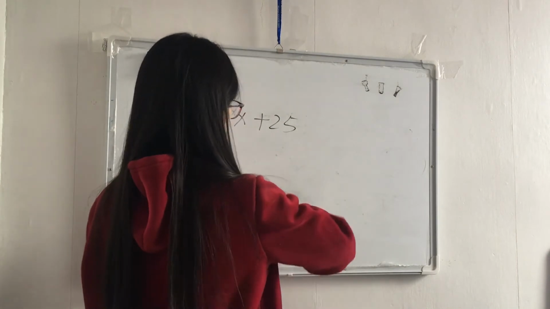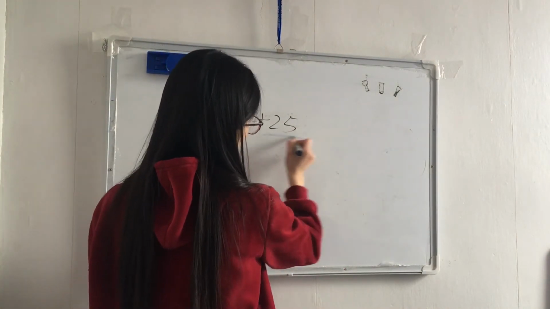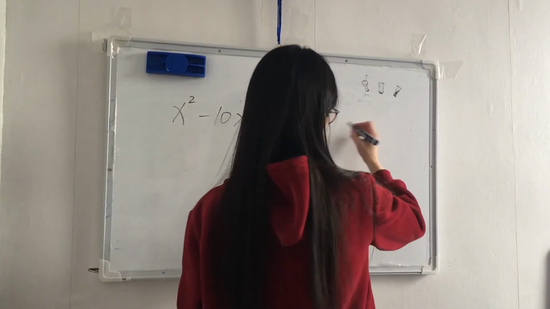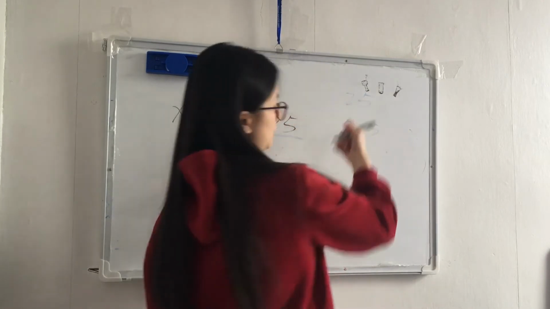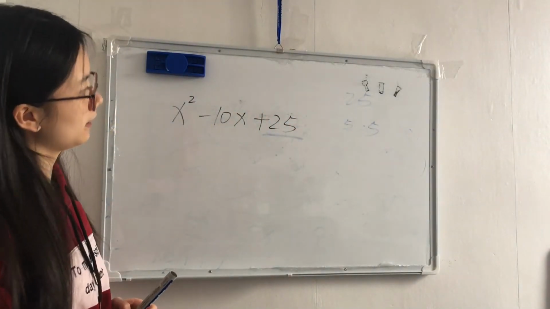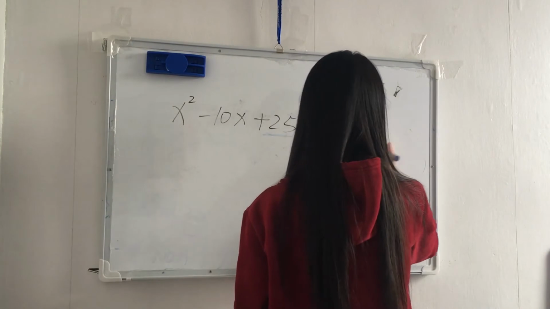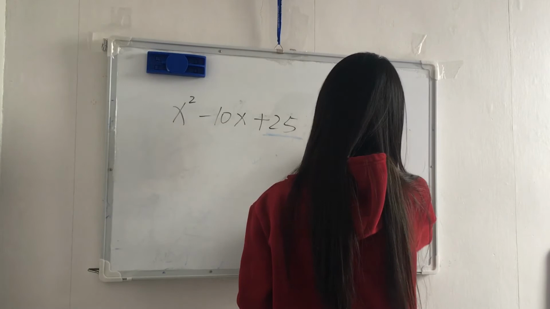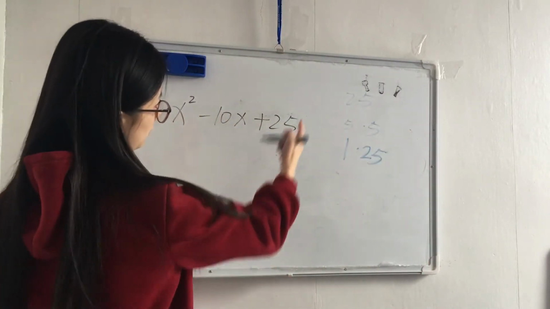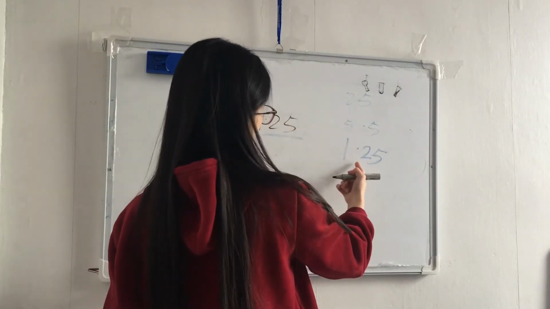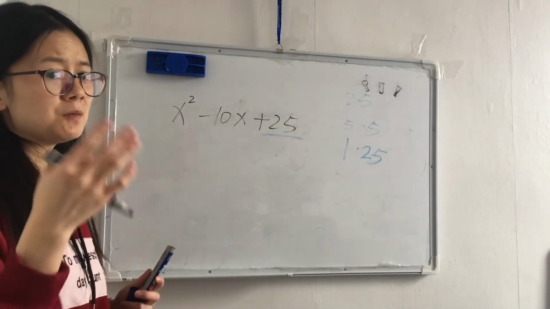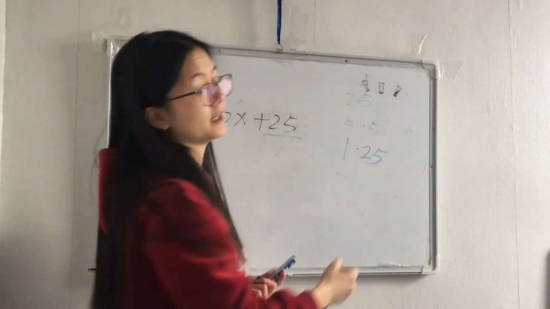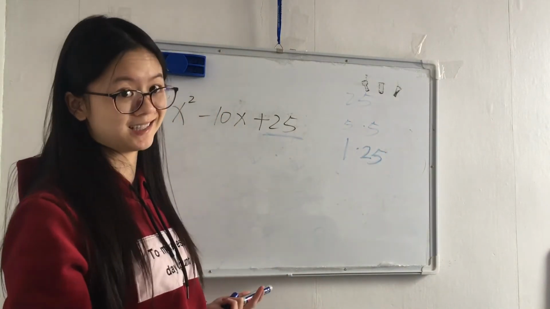We also look at this number. This is the constant, 25. So what are the factors for 25? Let's say it's 5 times 5. This gives us 25, right? Anything else? Or 1 times 25. So 25 can only have either 5 times 5 or 1 times 25, right? But then we think, hey, this is negative 10. You have 5 plus 5 that gives us 10, but not negative 10.